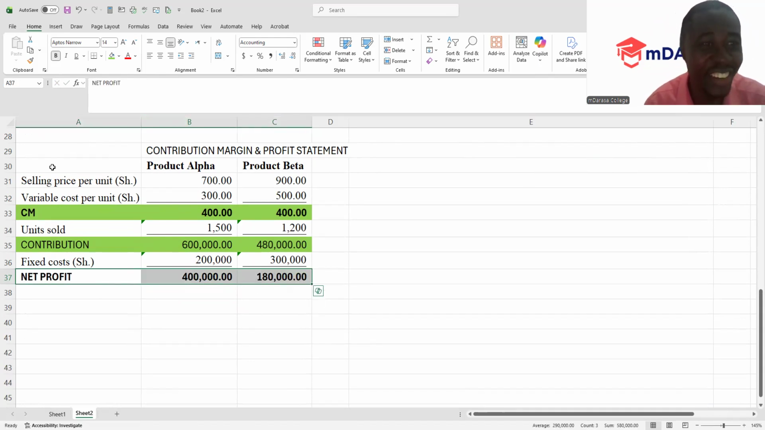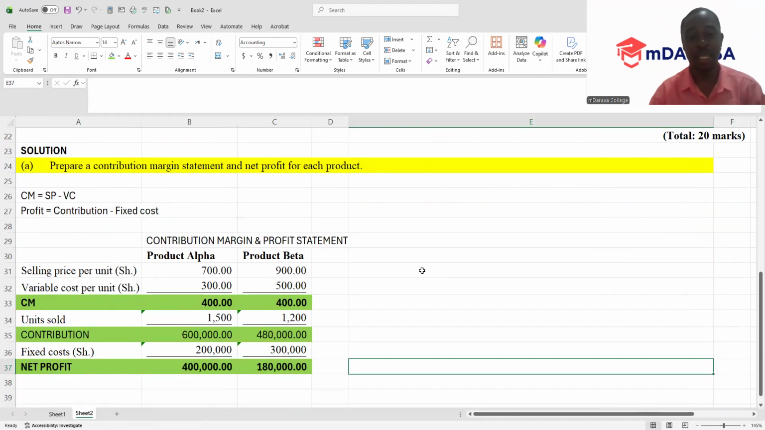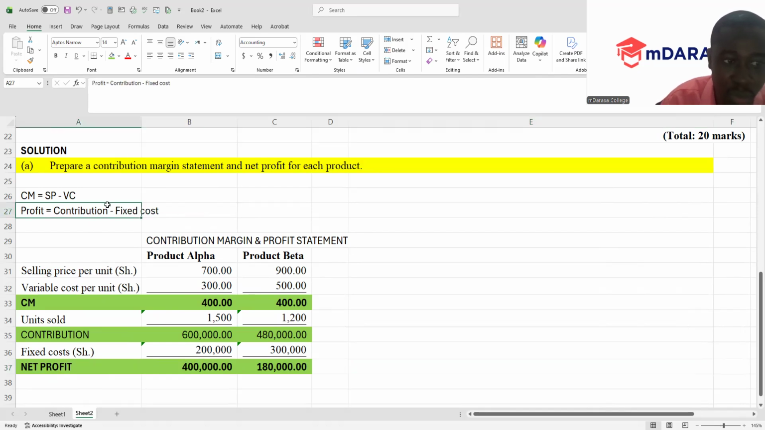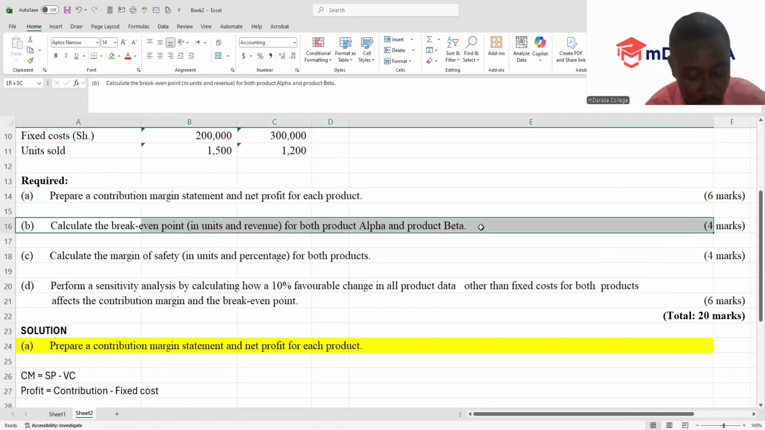See, how long has it taken you to work out that one? Remember, the whole idea is the concept here. And the beauty is that we don't have special functions that we might be required to use. We have selling price per unit minus variable cost per unit, times the units sold to give us contribution, less our fixed cost to determine our net profit, just as Mwalimu guided us at this point.